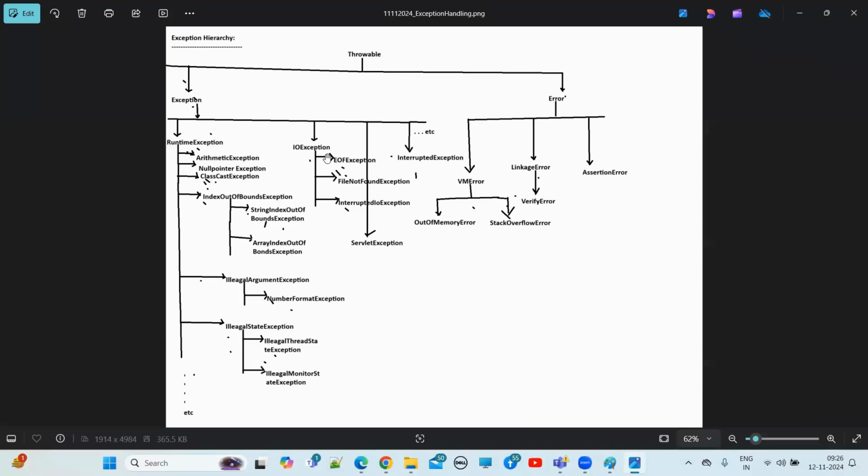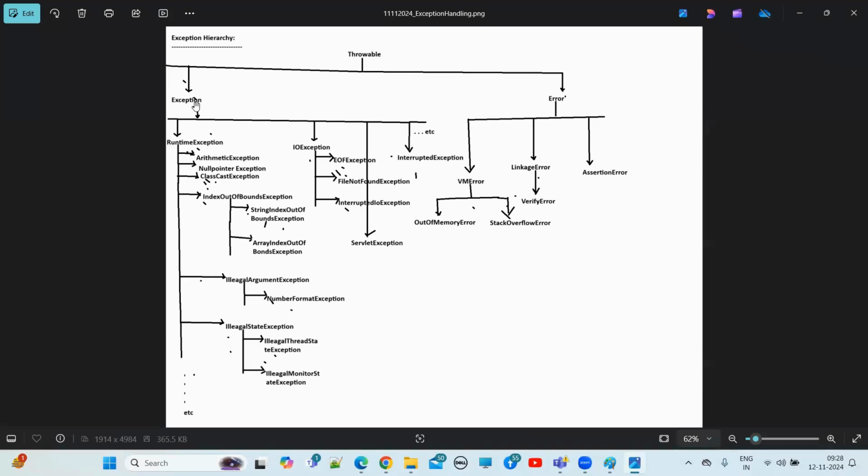Now coming to this exception hierarchy, there is an exception class, right? So is exception checked exception or unchecked exception, guys? Runtime exception and its child classes, and error and its child classes come under unchecked exception. All remaining classes come under checked exception. Now tell me, is exception checked exception or unchecked exception? Checked exception. Exception is checked exception. Understand? So here all are checked exceptions only.